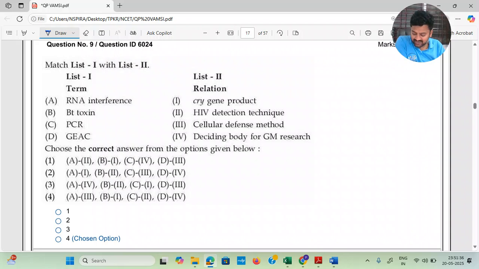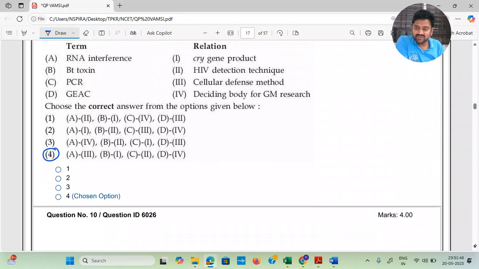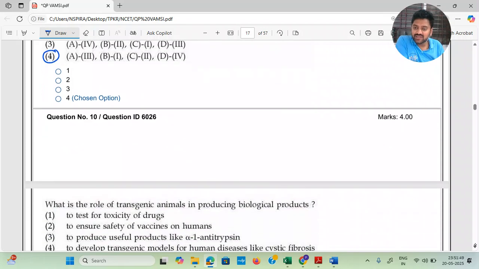RNA interference. RNA interference is a cellular defense method. So here also you can directly see only one option is matching, A with 3. Option 4 will be the correct one.